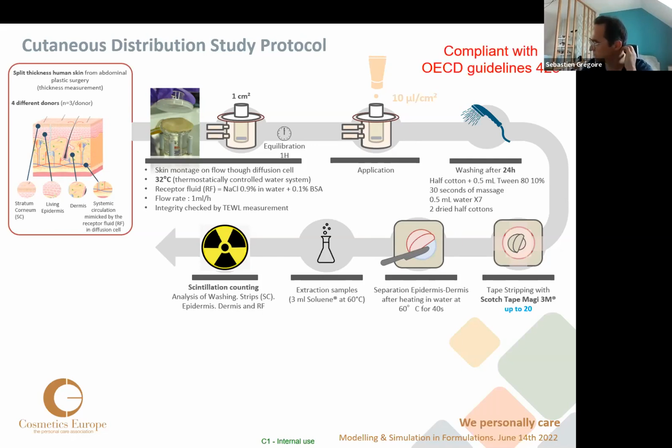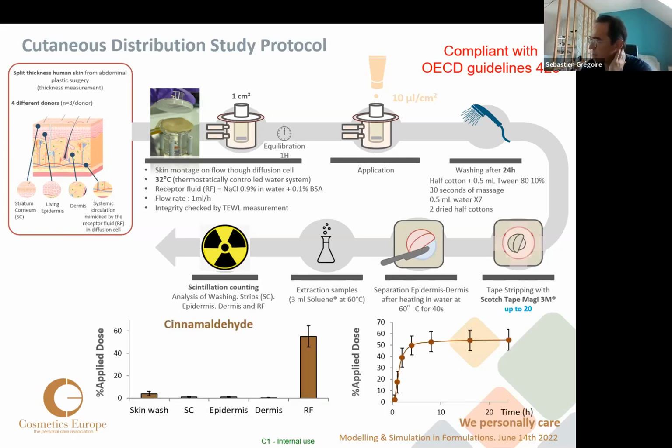This protocol is compliant with the OECD guidelines. Here are the typical results that we obtain. I reported one of the results for cinnamaldehyde, for example, and we determined the fraction of the chemical found in the different skin compartments, meaning the chemical remaining at the skin surface, stratum corneum, epidermis, dermis, and receptor fluid. And we also provide the kinetic of the penetration of the chemical through the skin. So that's all of the sets of the data that we have.